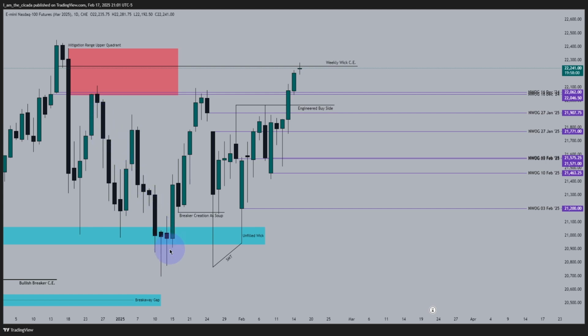But what do we see? As price moves into the unfilled wick, we inverse the discounted array, which is a bearish fair value gap here, and then it moves into this premium array, which is this small imbalance here.